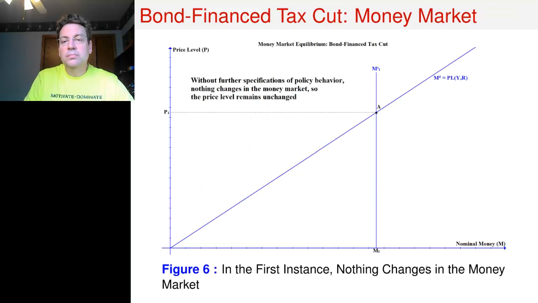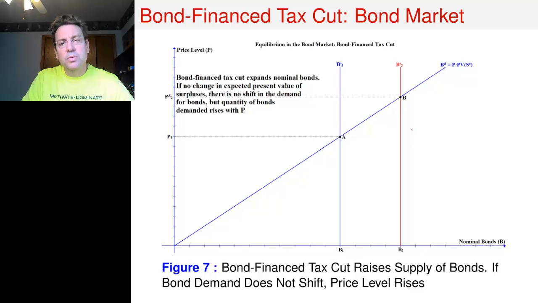In the money market, remember, the equilibrium condition is that M over P equals L of Y and R. Now, in our experiment, we've cut taxes and we've increased the quantity of bonds that the government sells. But none of those variables appear in this equilibrium condition. So this suggests that nothing happens in the money market. Whatever the original price level was is still the price level that clears the money market, makes supply equal to demand. But now if we look at the bond market, we get a different story.